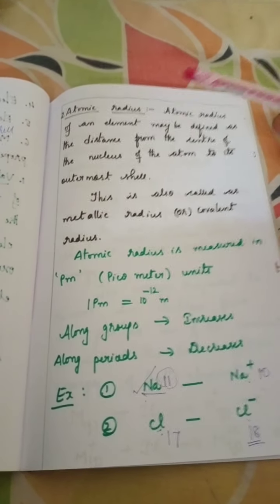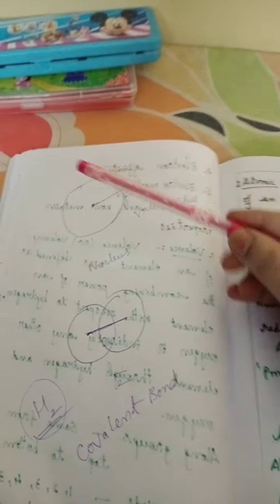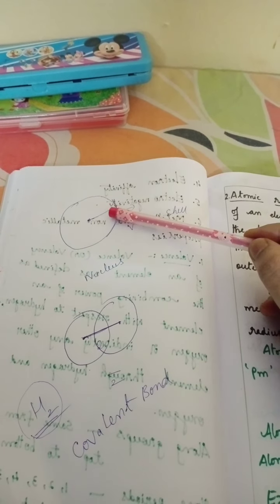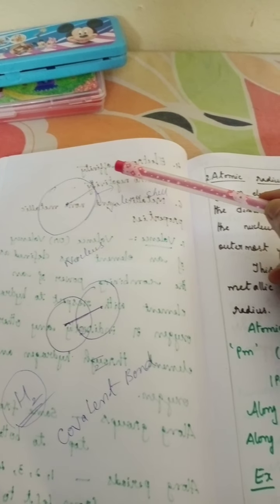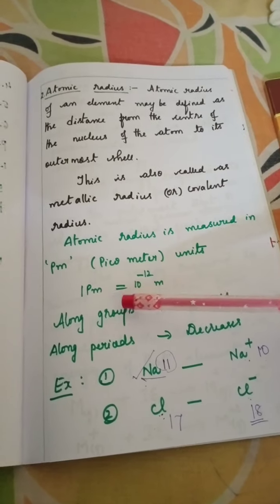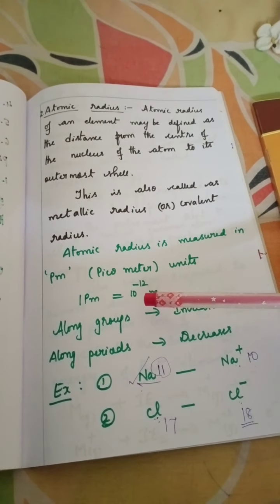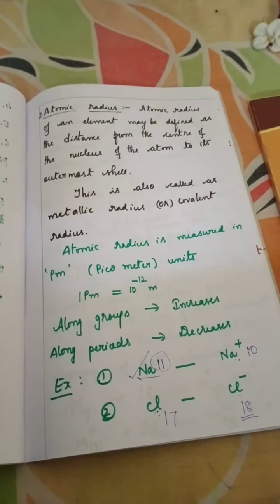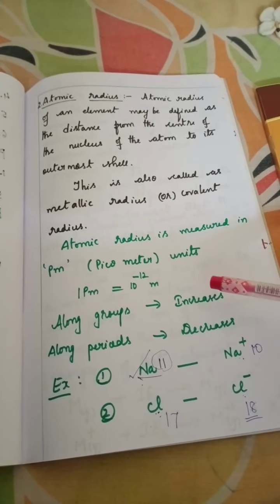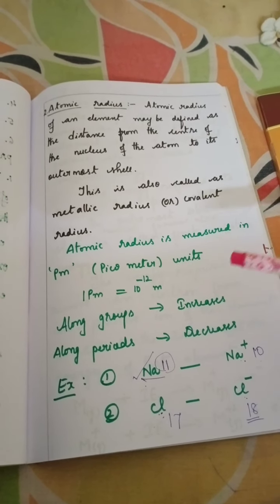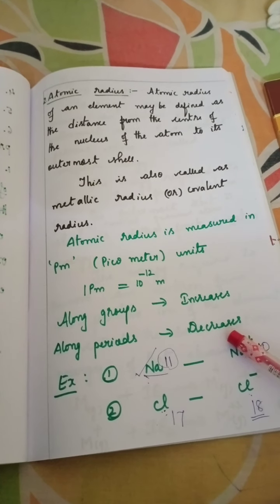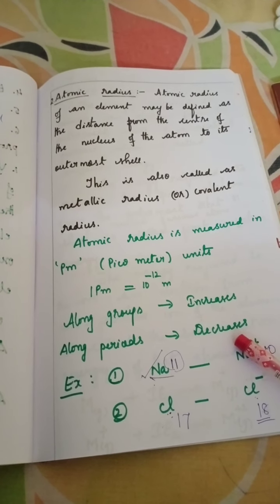Now, atomic radius is nothing but the distance from the center of the nucleus to the outermost shell. This is called atomic radius. It is also called metallic radius or covalent radius. It is measured in picometers. 1 picometer is equal to 10 to the power of minus 12 meters. So, in the groups, the atomic radius will increase because there is an increase of shells. And along the periods it will decrease because the electrons enter into the same shell.